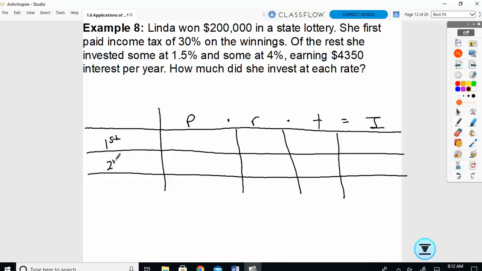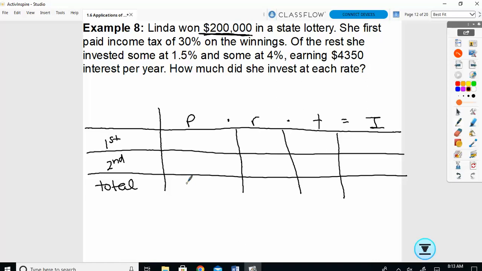Okay, so I can put my first, second, and total. All right. So it starts out she won $200,000. So did she invest $200,000 altogether? Yes. No. Maybe so. That was her total. That was her total to start with, but what happened before she made her investment?